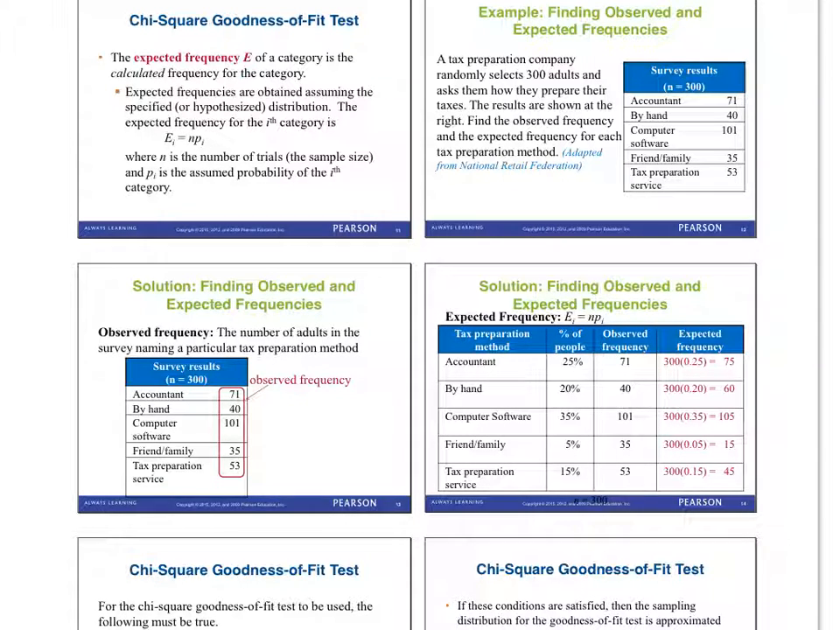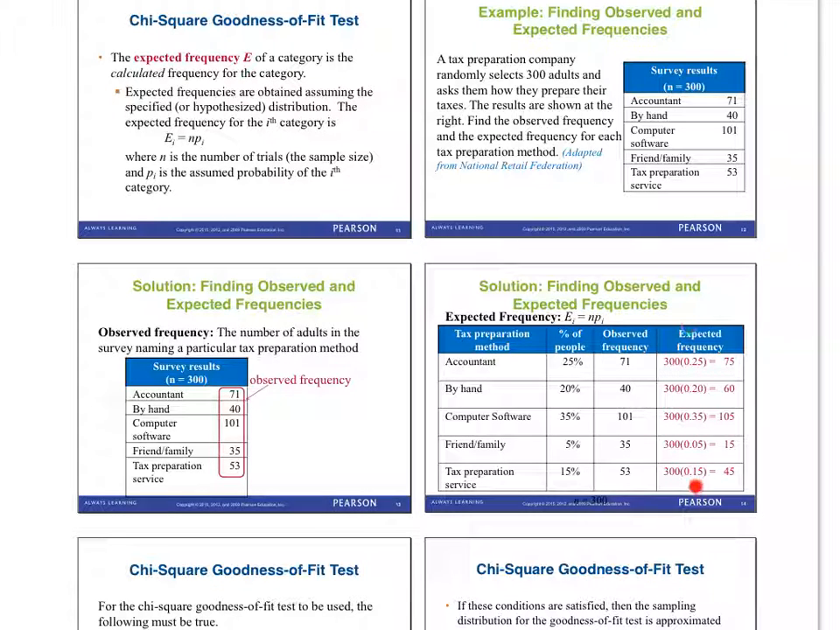All right, so for example, let's say that the tax prep company surveys 300 adults to ask them how they did their taxes. They give you a table of results broken down into those 5 categories, which is called a table of observed counts. These observed frequencies have to be compared with some expected frequencies from the previous survey. We take those 300 people, and we're going to figure out how many people would be expected.